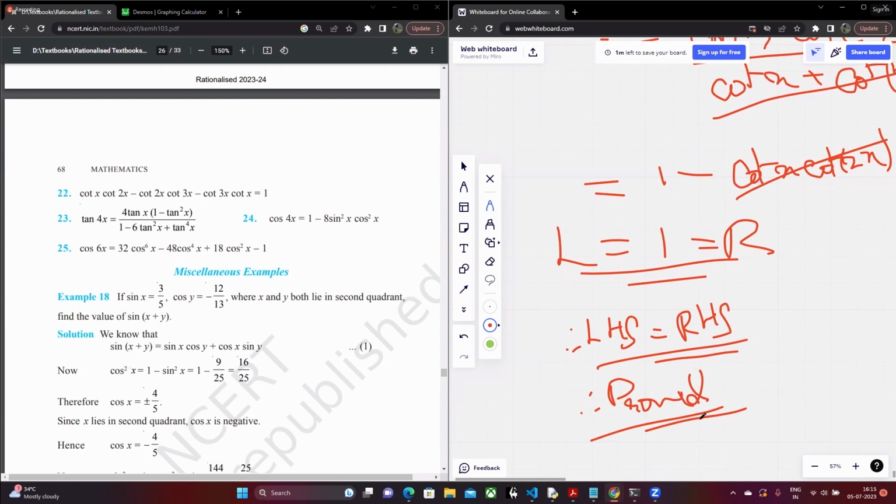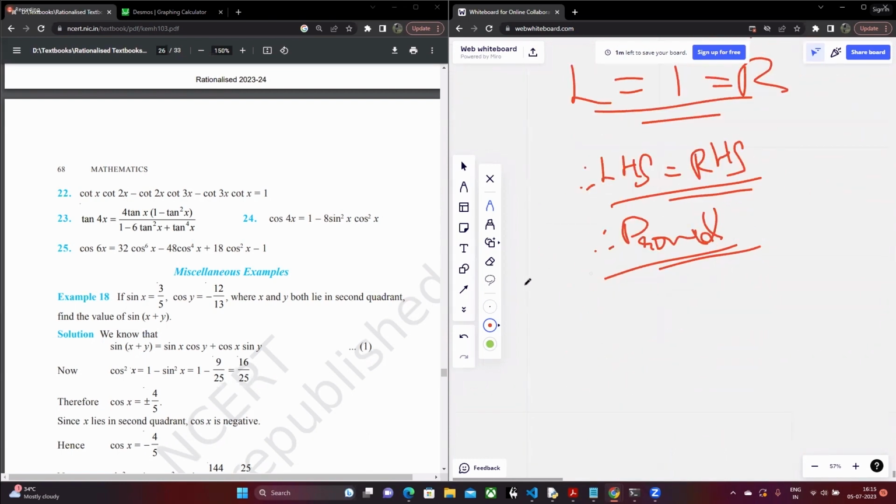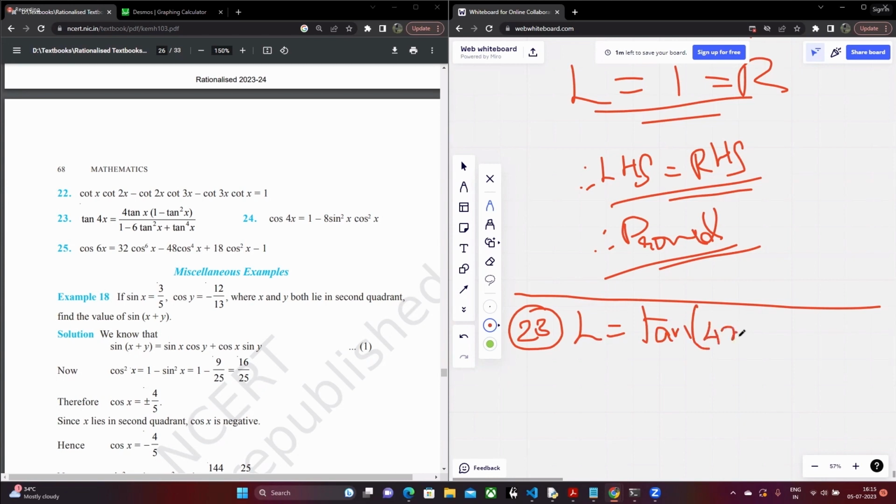Now going to question number 23. It says that tan 4x is equal to 4 tan x into (1 minus tan squared x) divided by (1 minus 6 tan squared x plus tan to the power 4 x). Over here again, I'll deal with LHS because the RHS is going to be very time consuming to actually condense down because you're dealing with powers of tan and not multiples of x.